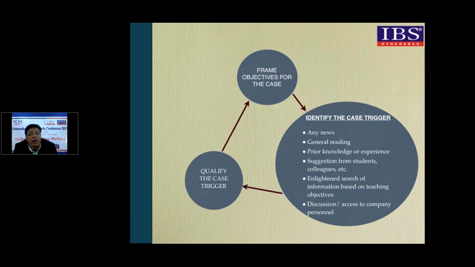It does not always require you to have some professional experience with the company. Sometimes when you are using some products or some services of other companies also, you may get some very potent triggers which you can develop into cases. Now these case triggers can also come from students as well as your colleagues. Then these case triggers can come from enlightened search based on objectives.